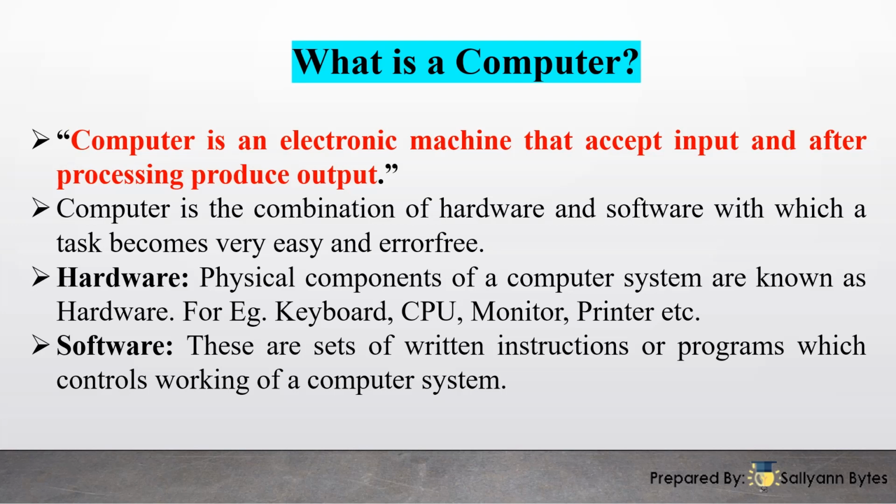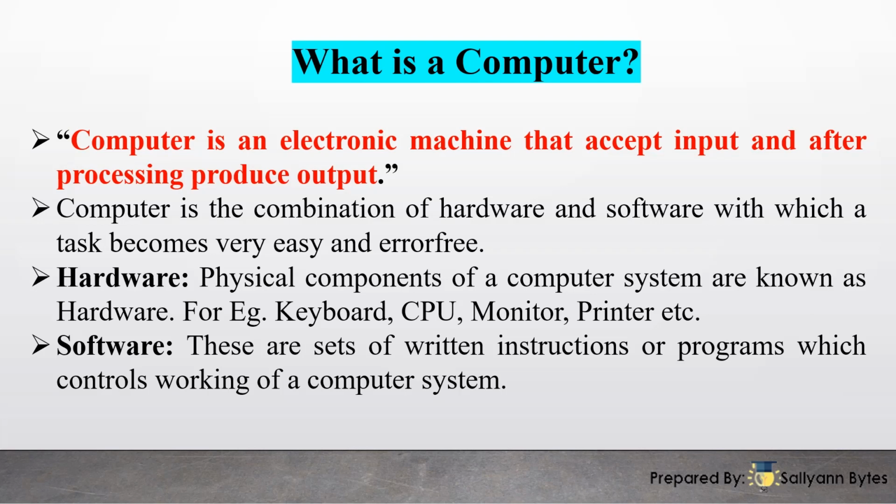Computer, being a machine, needs some input and output devices for its correct operation or function. A computer is a type of machine. It doesn't have a brain like us and it can't think or have ideas, but it can follow stored instructions and do lots of useful things. Nowadays, we cannot even imagine our lives without computer, internet, mobile phone, email, etc. Computer is the combination of hardware and software with which a task becomes very easy and error-free.